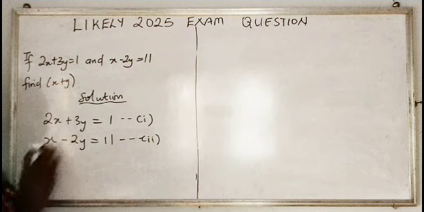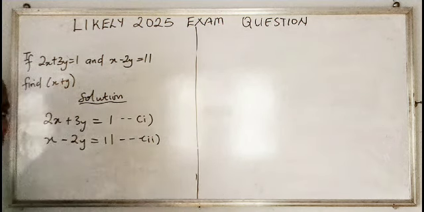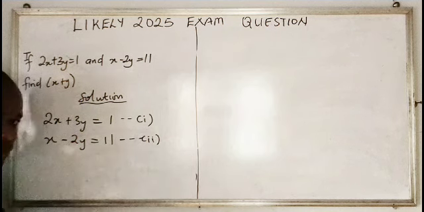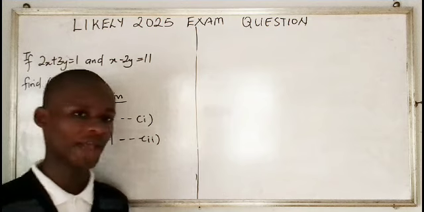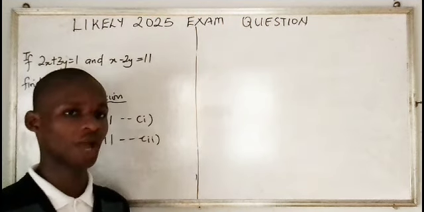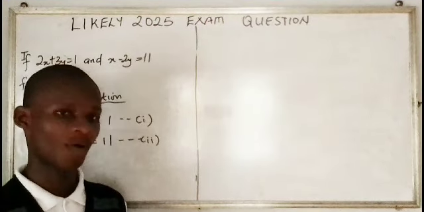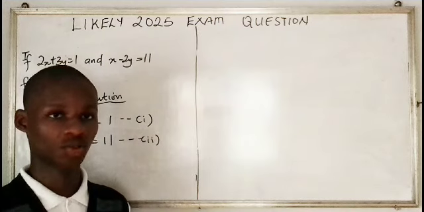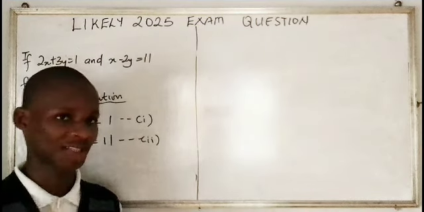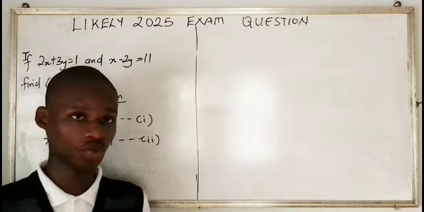Alright, so we are asked to solve each of these equations. Anytime you have a simultaneous equation to solve, there are generally three methods. Number one, we have the elimination method. Number two, we have the substitution method. Number three, we have the graphical method. But in this video, we are going to be looking at the first two methods, the elimination method and the substitution method.